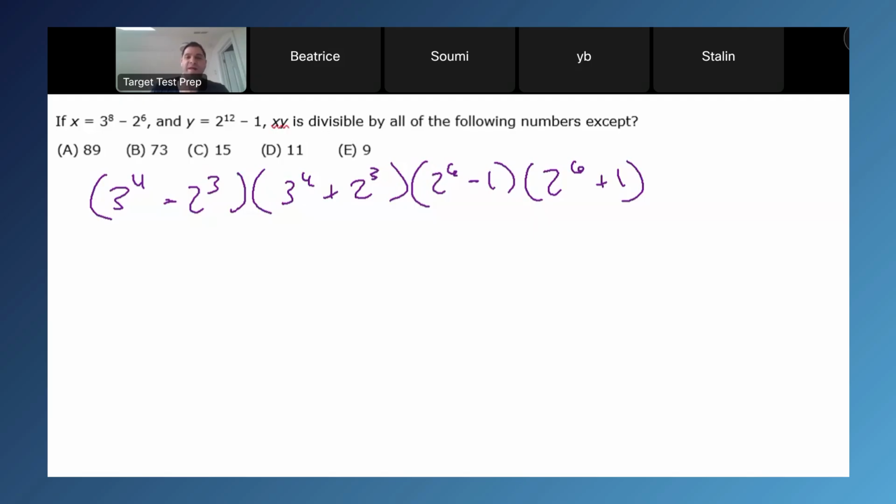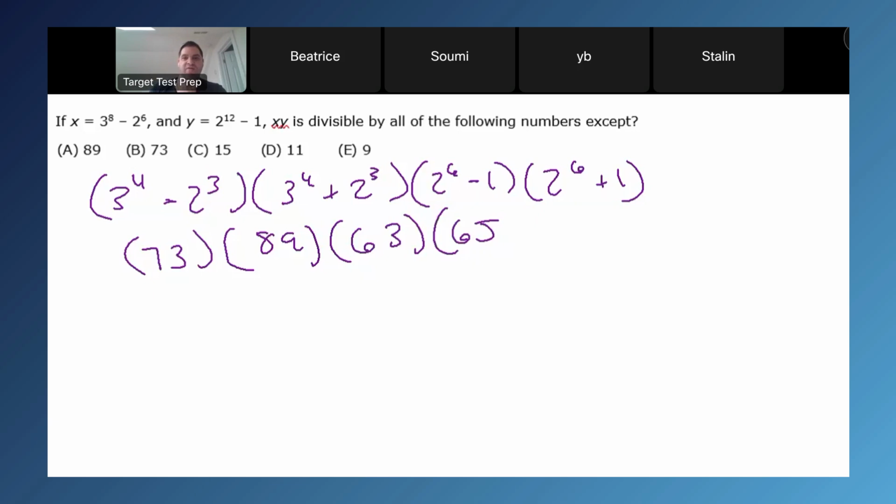So you have 3 to the 4 minus 8, right? So that gives you 81 minus 8. And you can start to see these answers. Like clearly you see there's a 73 there, and then there's a 73 in our parentheses, right? And then you've got 3 to the 4 plus 8, that's your 89. And then it gets a little hairier here. You get a 63 and a 65.